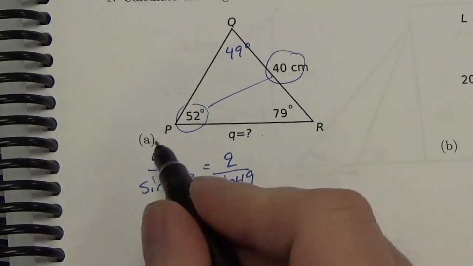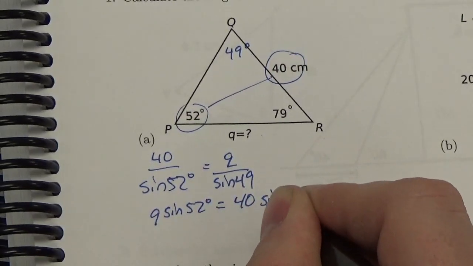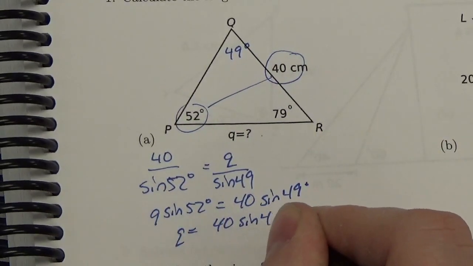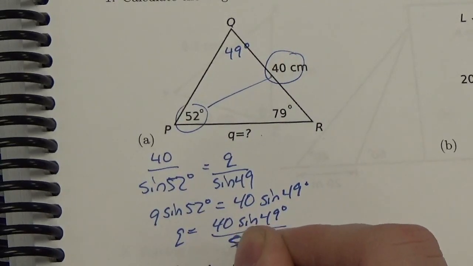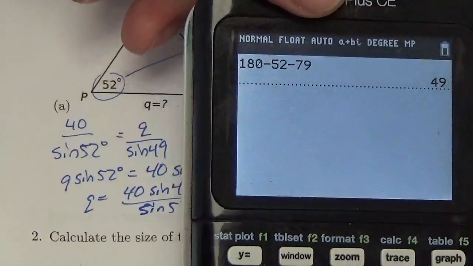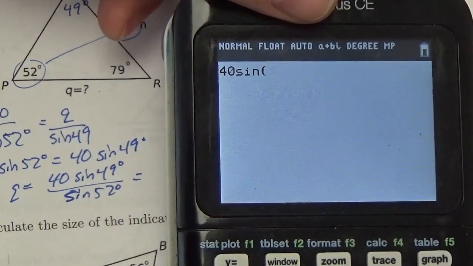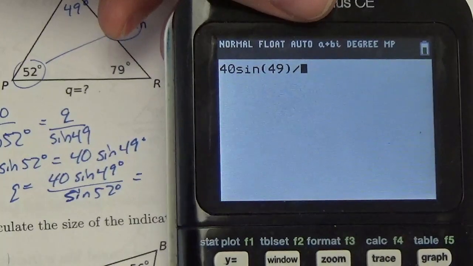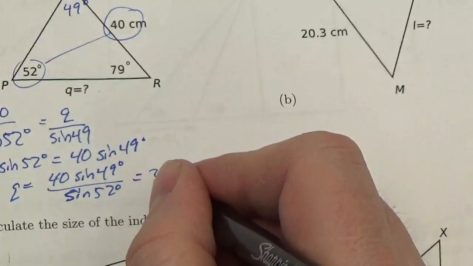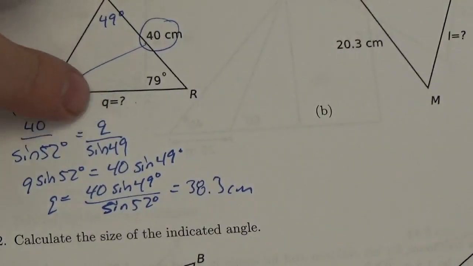So it's going to be cross multiply here. So Q times the sine of 52 will equal 40 times the sine of 49. So Q is going to equal 40 times the sine of 49 degrees over the sine of 52 degrees. And again, that becomes just calculator work. So 40 sine of 49, make sure you close the bracket there, divided by the sine of 52, and we get 38.3 centimeters. Good. So that's the length of side Q.